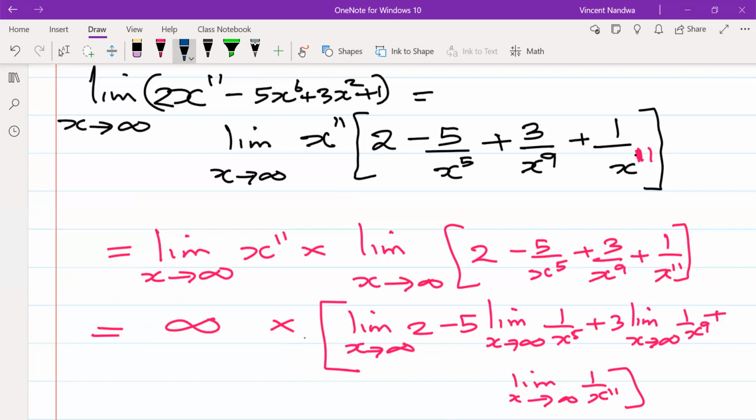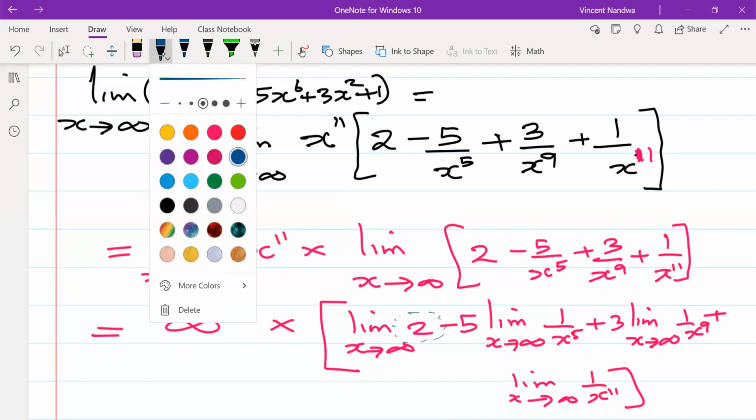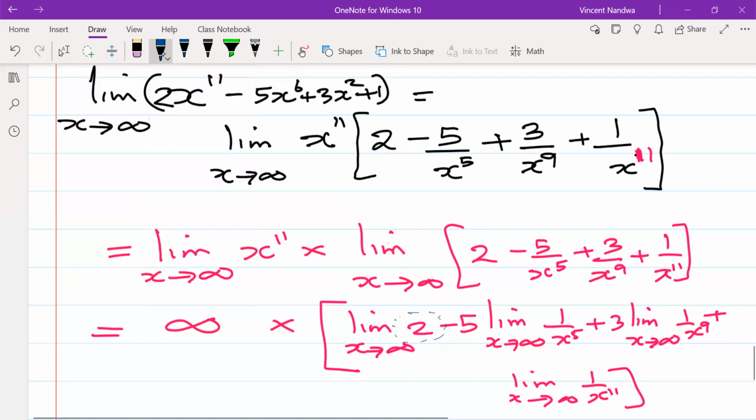So tell me, what is the value of the limit in the first term in the bracket? Why infinite? Don't forget what we said. Do you see an x here? Yeah, so remember that rule still applies: whenever you are getting the limit of a constant, it is the same constant, doesn't matter where x is approaching. Regardless of where x is approaching, these are constants. So the limit of a constant is a constant. So this will be 2.